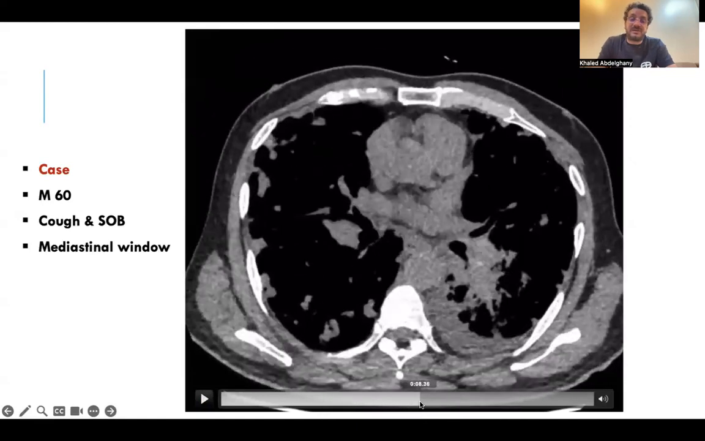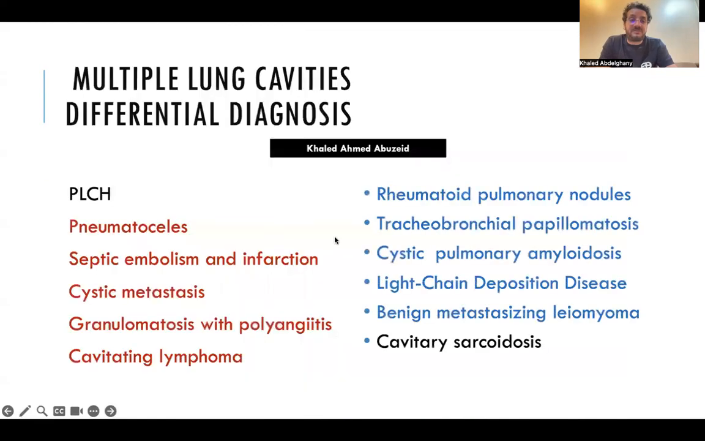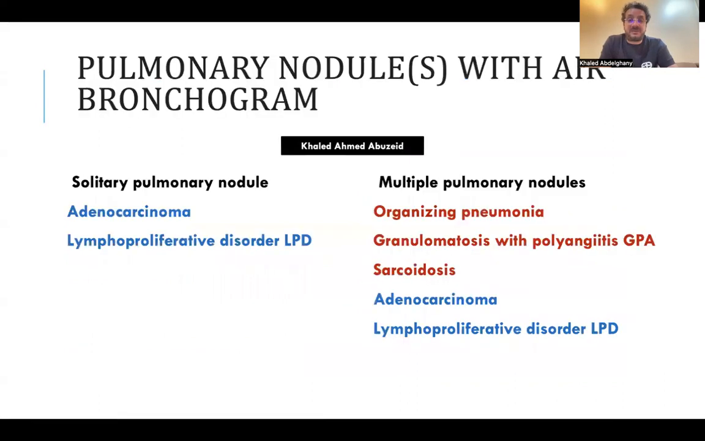Now I will proceed to talk about the multiple lung cavities. Metastasis is among the differential diagnoses of cavitary lung disease, and adenocarcinoma, metastatic adenocarcinoma, is also one of the differential diagnoses if there is air bronchogram within the nodules. These two topics, cavitary lung disease and air bronchogram, can be uploaded in the near future in specific lectures. And thanks for your attention.